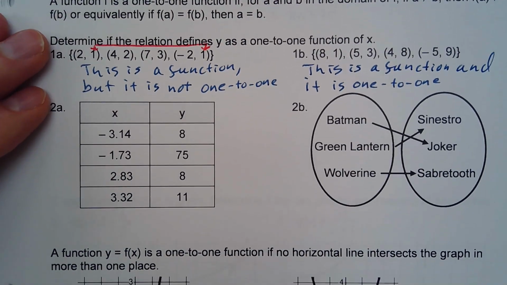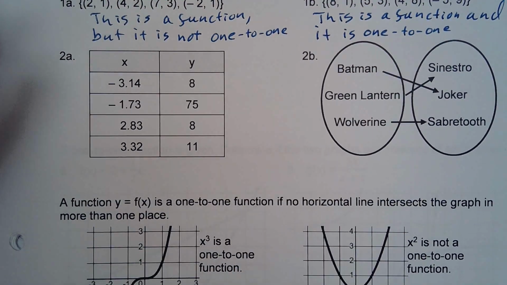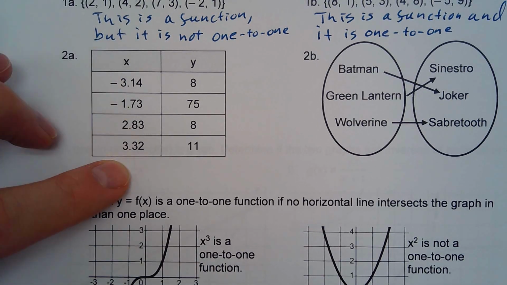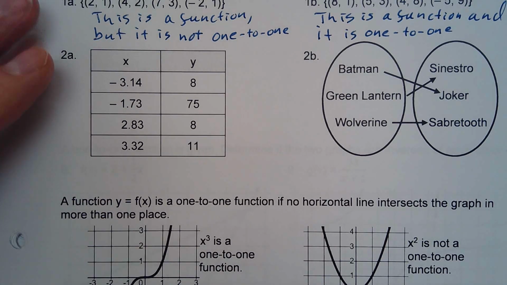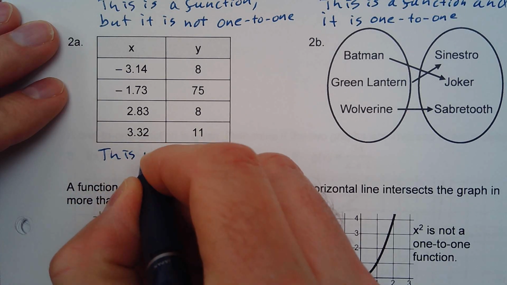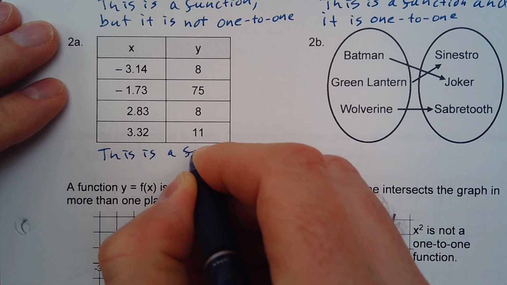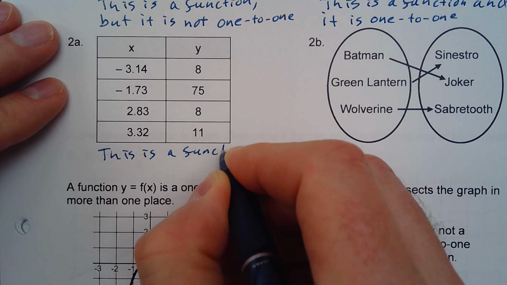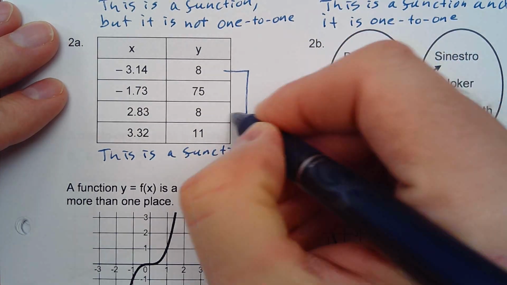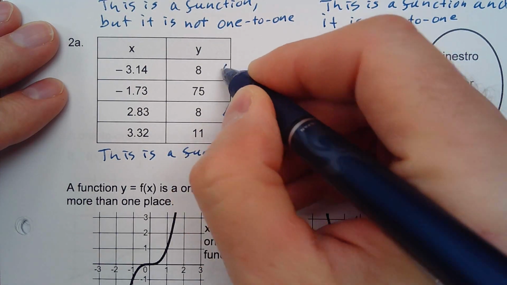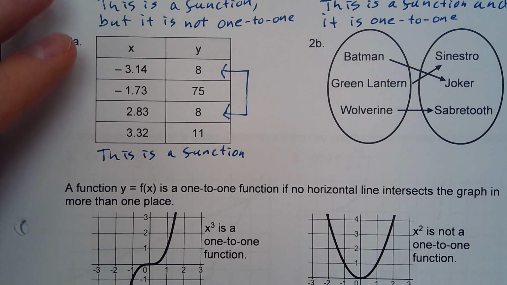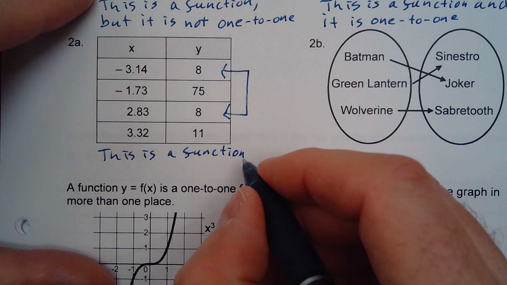All right, let's try number 2a. Here they gave us a table. Each x value is different, so it is a function. But notice here, I have a y value of a that's coming from 2 different x values. So this is not one-to-one.